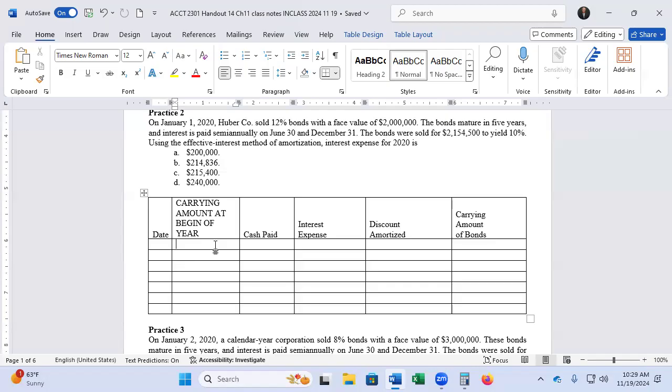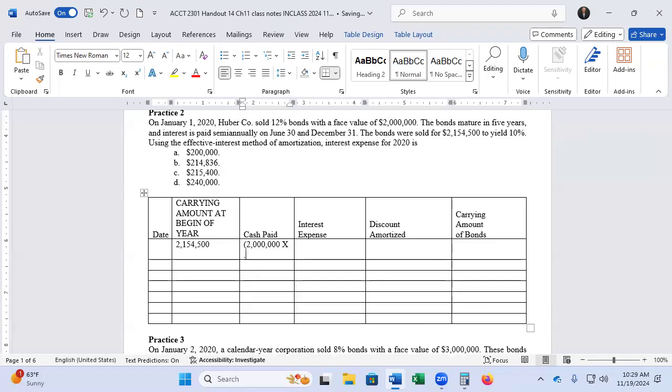Okay, so our carrying amount at the beginning of the year is 2,154,500. All right, so this is at a premium. So how much cash is going to be paid for interest? You have 2 million times 0.12 divided by 2, because we are making payments twice a year. And that should equal 120,000.